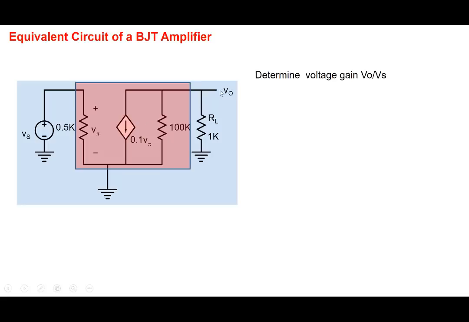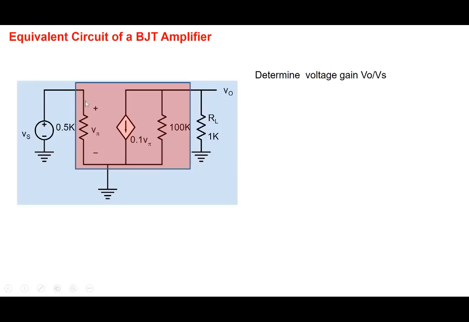0.1 V pi. And our goal is to find out what is V0 by Vs, right? So we are saying that this is an amplifier, so you're applying a signal here and you're getting an output voltage here. So what is the voltage gain? V0 by Vs. So it's straightforward.